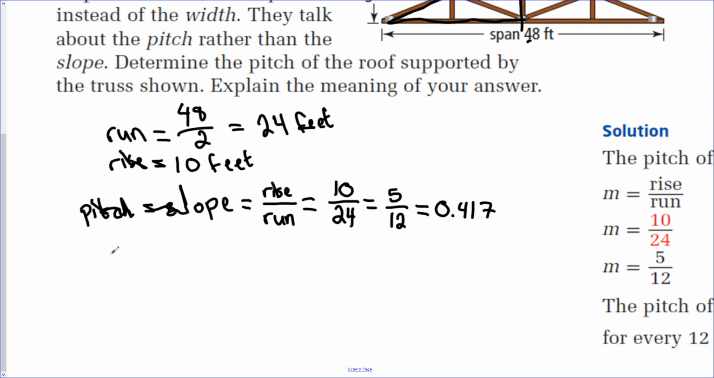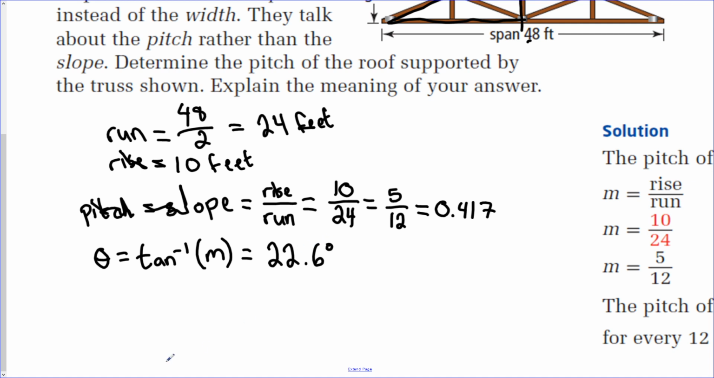So, like a little bonus thing, the angle is equal to the inverse tan of your slope, which in this case is 22.6 degrees. So you might say, and this is bonus right here, that the pitch of the roof is 5/12, or you could say it's 0.417, or you could say it's 22.6 degrees. Either way, you would be giving the same information in a different way, and either way, you'd be right.